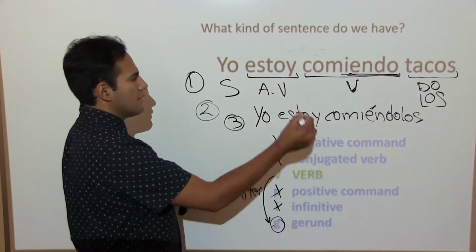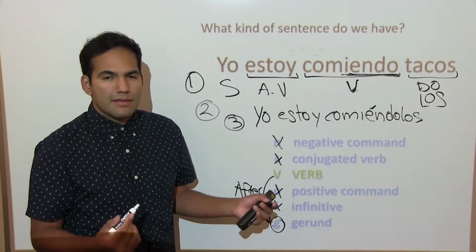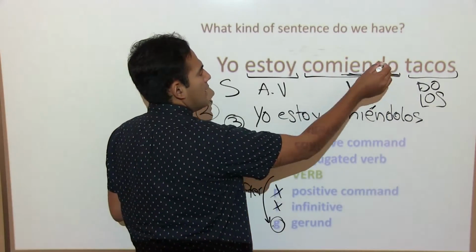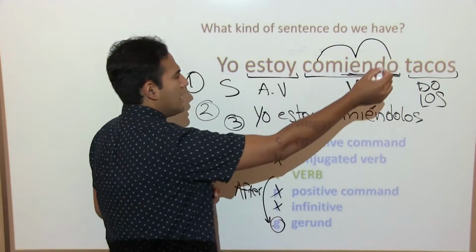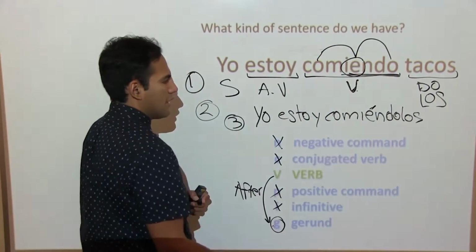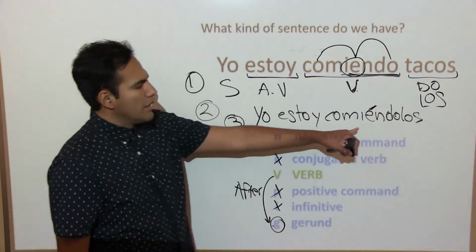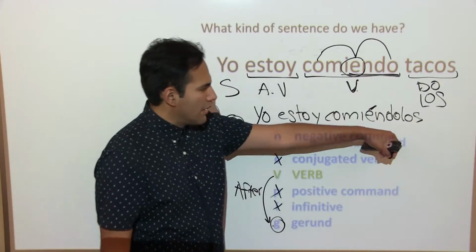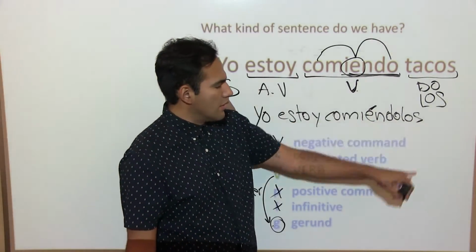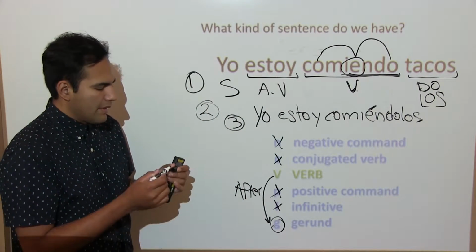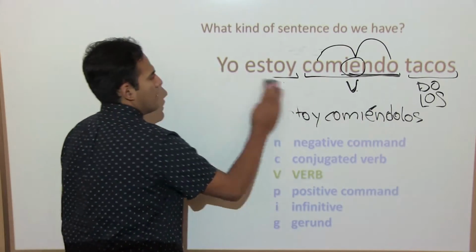You need to make sure you understand where the stressed syllable is. Comiendo. So we have to do that. Comiendo. So our stress level is going to be there. That's why we have to add an accent. When you add an extra pair of letters, you have to add an accent. Yo estoy comiendo los. Comiéndolos. Okay? Perfect. So now let's do one more.